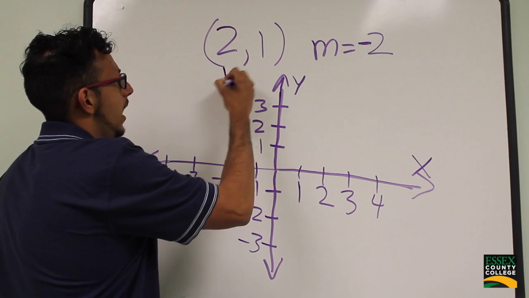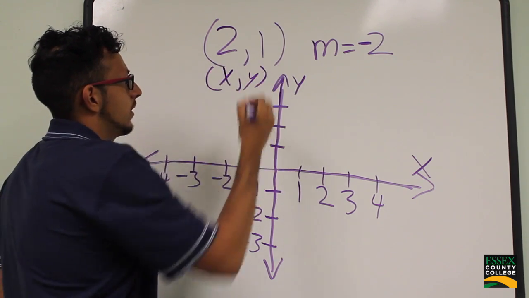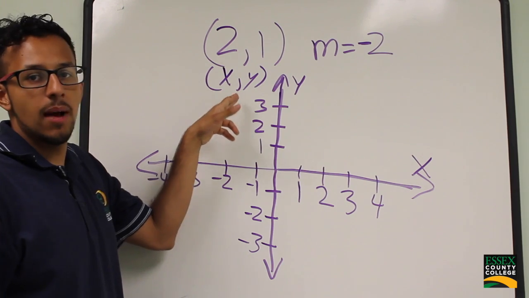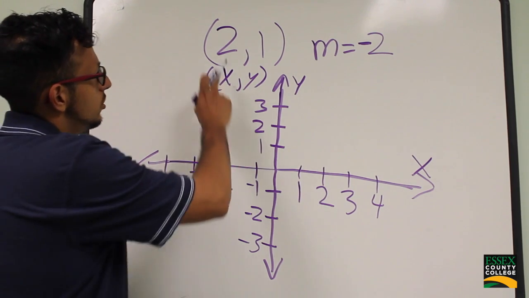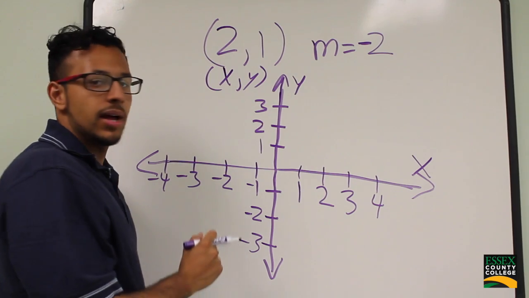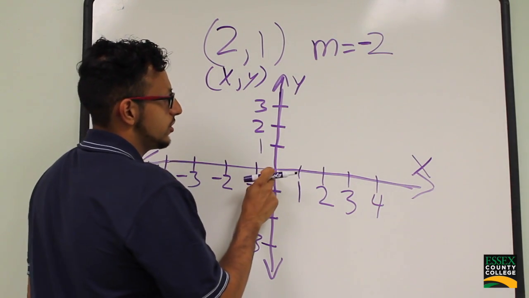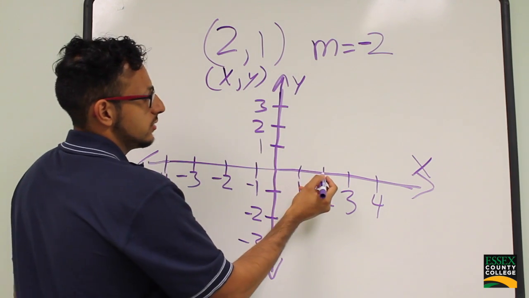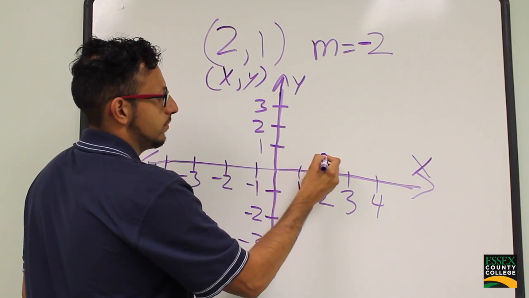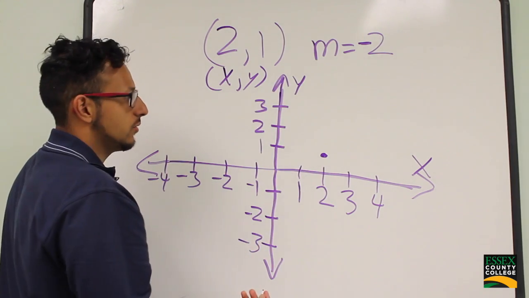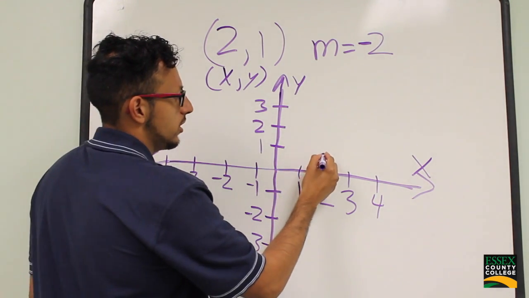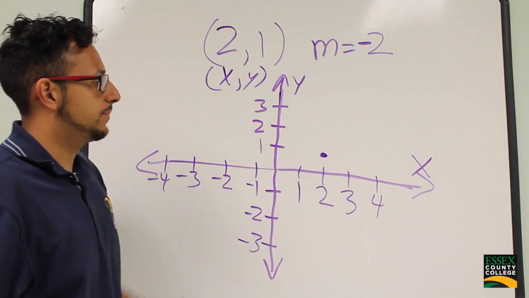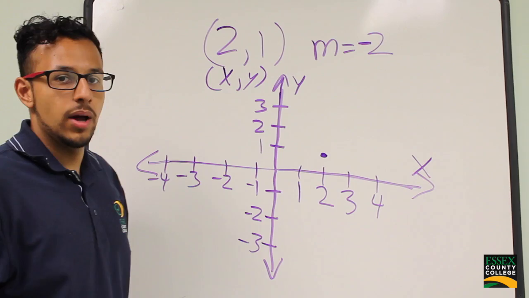So this is (x, y). Each time the point is written with x as the first number, y as the second number. So we're going to plot the point (2, 1). We start at the origin. x is 2, so we go over to 2. And y is 1, so that means we go up 1, because y is up and down, the vertical axis. So the point (2, 1) is right here. 2 for x, 1 for y. So that's the point (2, 1).